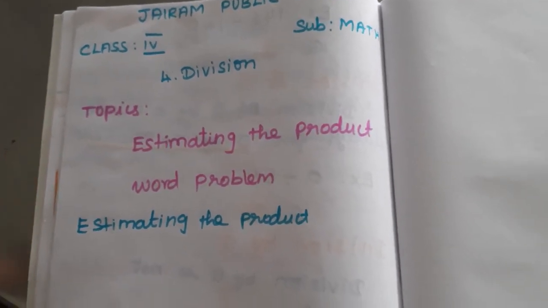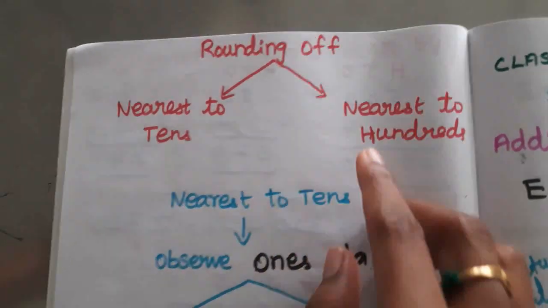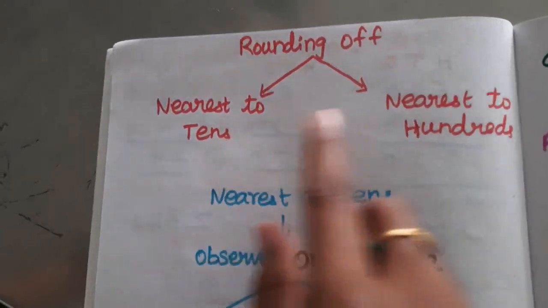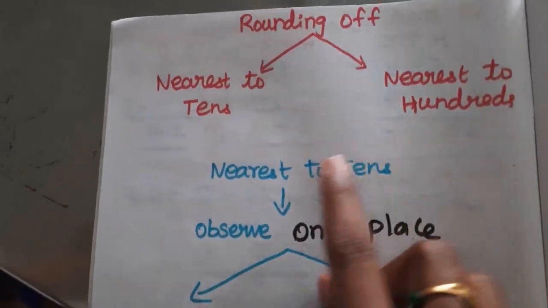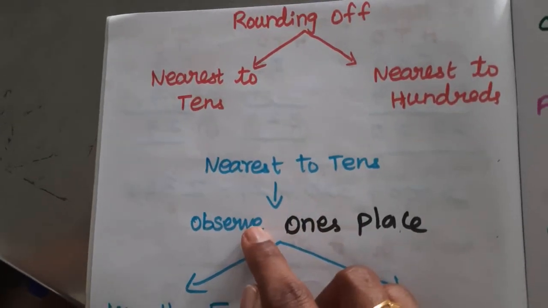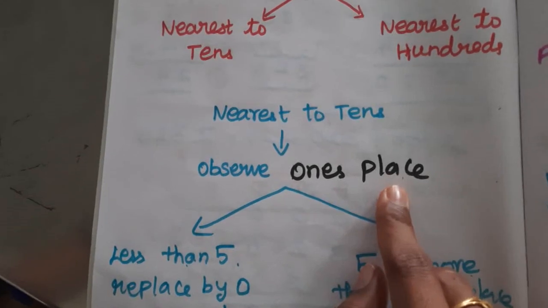So see, the rounding off we have to divide into two parts. One is nearest to tens, another one is nearest to hundreds. First one is the nearest to tens. Nearest to tens means we should observe which place? Yes, very good. That is the ones place. We should observe the ones place.